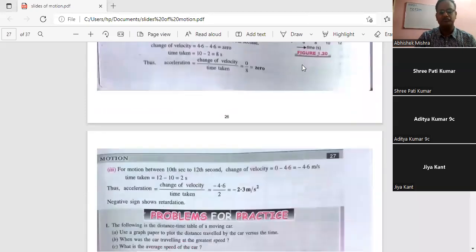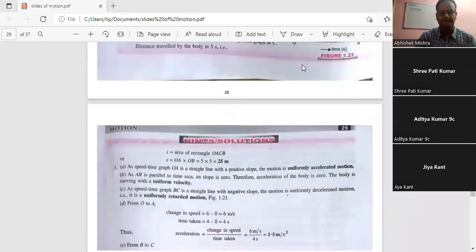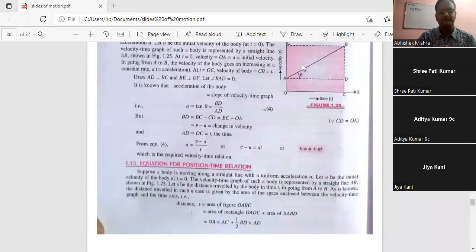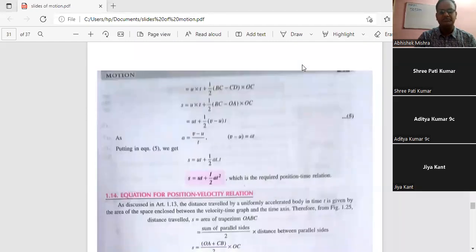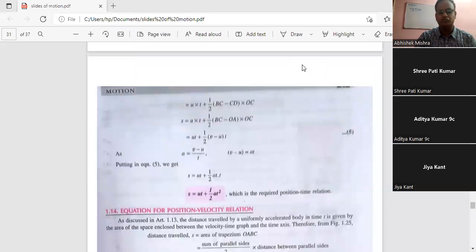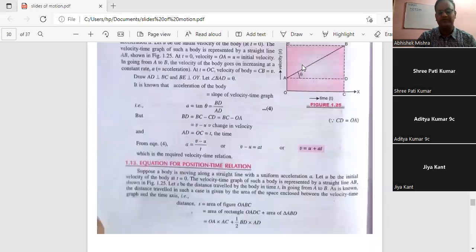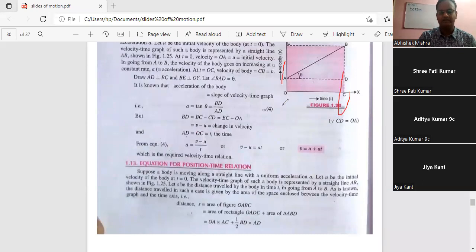And we have put the values over here simply to get this. You have to remember, student, very carefully these parts, that is how we will be calculating the BD. Then CD is equal to OA. Again, I'm showing you the same figure. CD, see, I'm showing you once again. CD is equal to OA. This is also the same, and hence we are getting this equation.